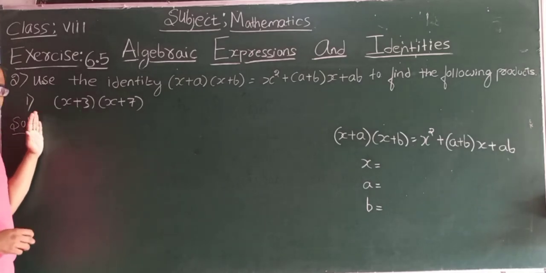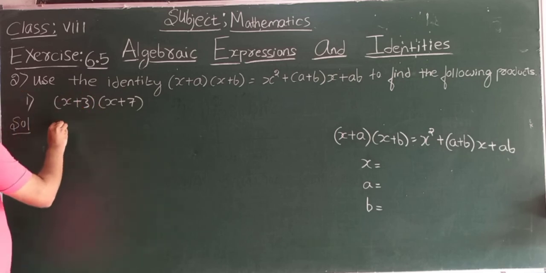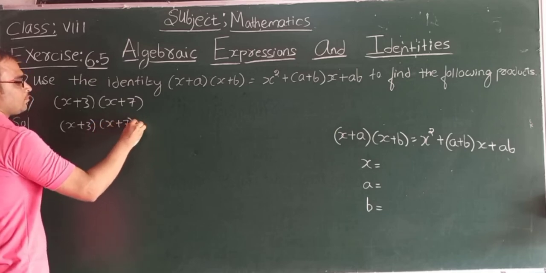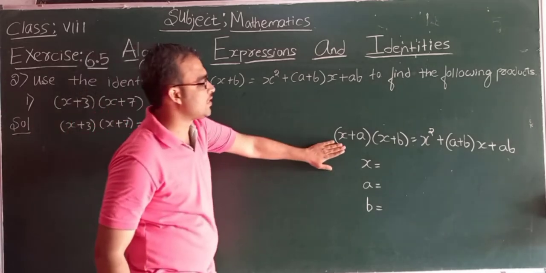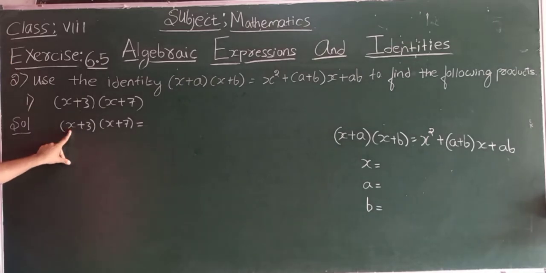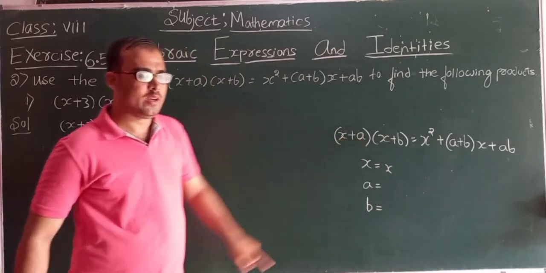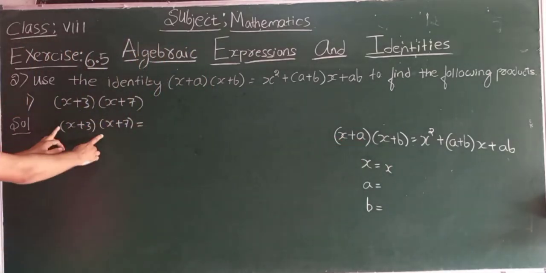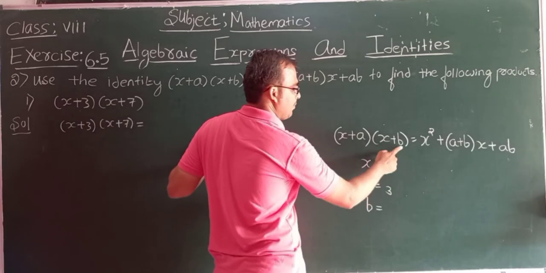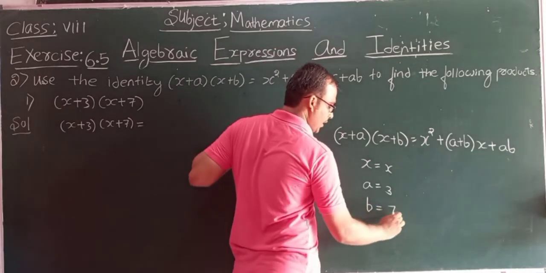Okay. Now let us solve the first one. So what have they given? X plus 3 into x plus 7. Okay. So write it once again. Now students, compare this one with this. Okay. Now look at here. In place of x, what is that? X only is there, no? So in place of x, x only is there. Now in place of a, what is there? 3. First bracket a. So in place of a, 3 is there. Next, in place of b, what is there? 7. In place of b, 7 is it.